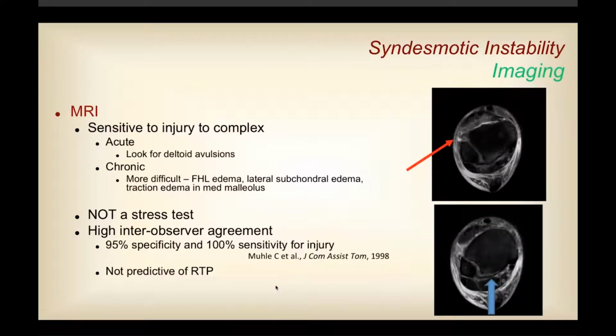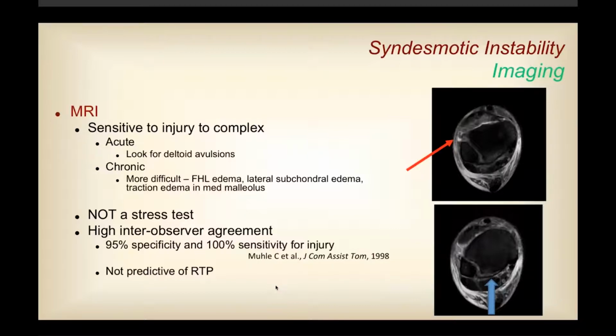Similarly, MRI, while sensitive to injury to the complex, is definitely used to not only look for the injuries laterally at the syndesmosis, but also medially, as Bob discussed, and how critical the deltoid can be in trying to maintain integrity of the ankle.